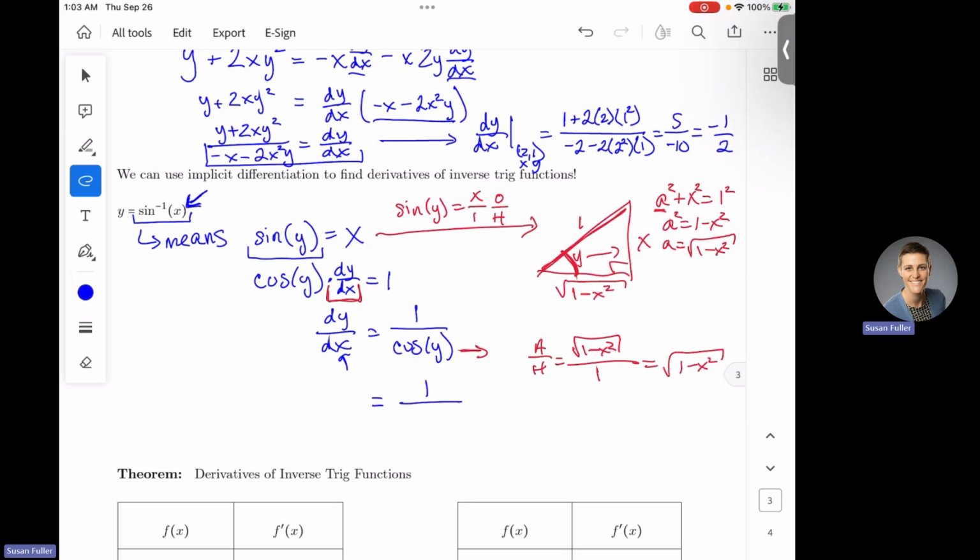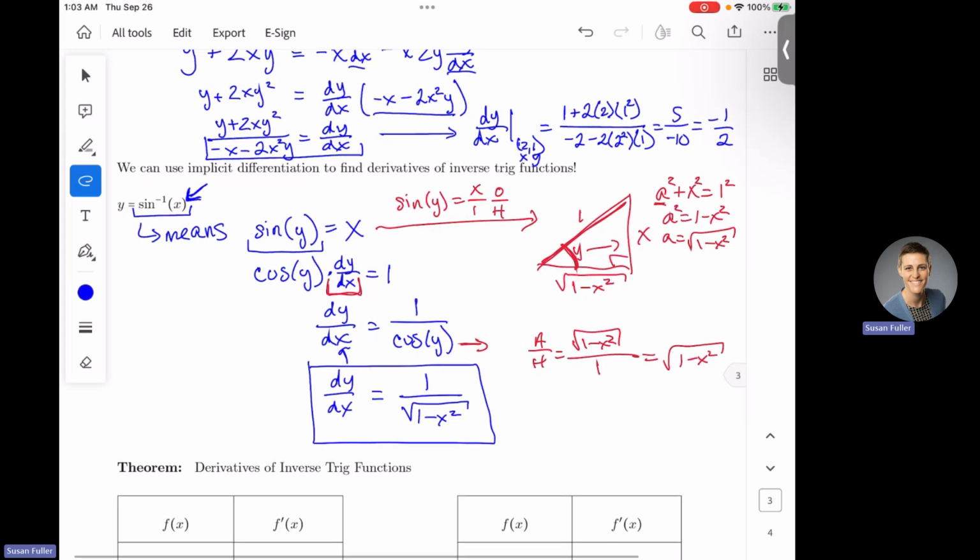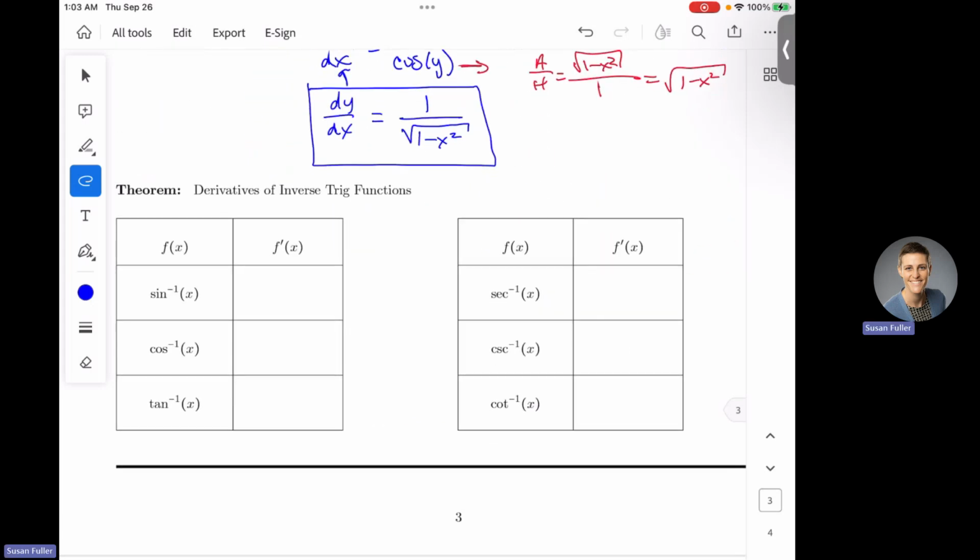So my derivative, dy/dx, is going to be 1 over the cosine of y. And we just found out that the cosine of y is the square root of 1 minus x squared. This is the derivative of arcsine of x with x's in it. This is my derivative. So I now have a formula for the derivative of the inverse sine function. So this is going to be my rule for the inverse sine function.